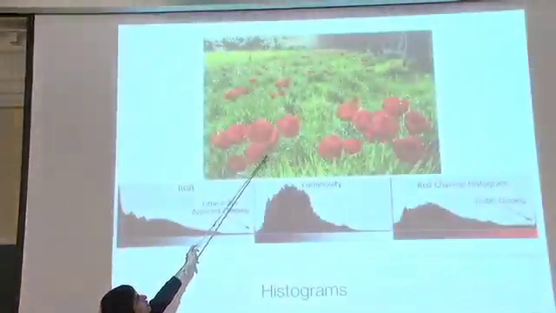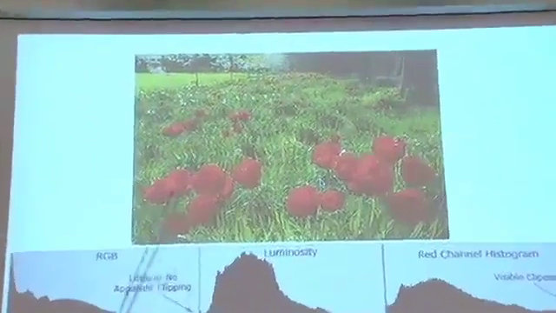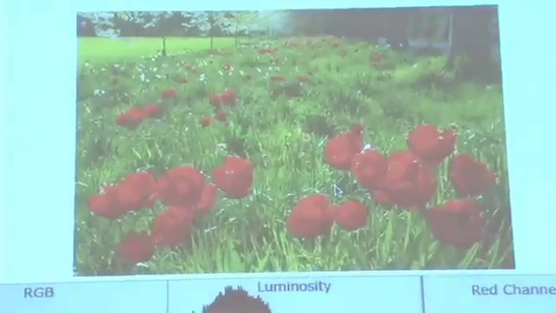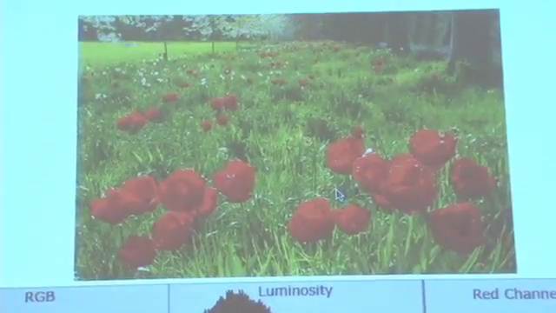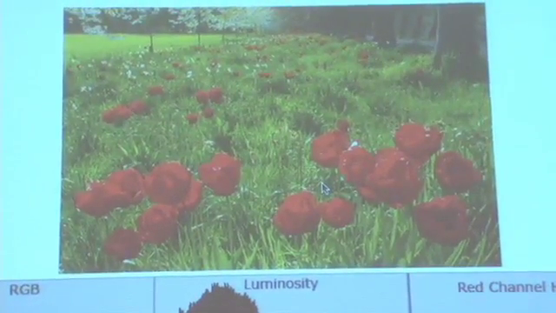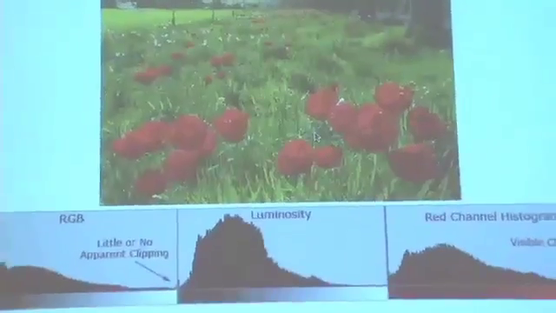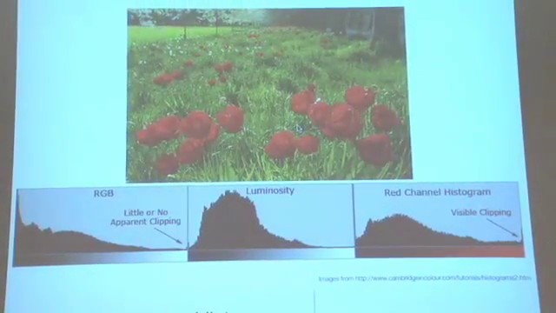So, for example, you could try putting this section of flowers under a bit of shade, and because there will be less light there, you might be able to recover some of the details. But of course, it will be a little bit darker. It's a complicated problem, and unfortunately, there's no perfect solution.